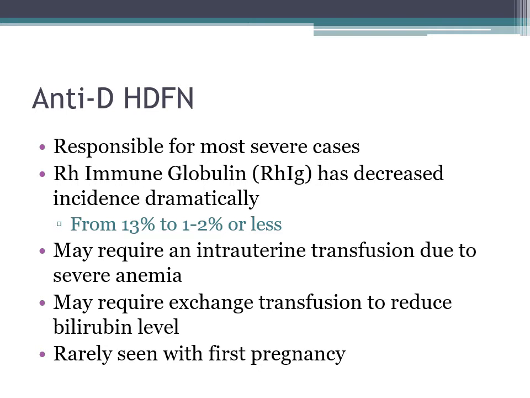For the HDFN caused by anti-D, as we went over in our RH system, this is going to be responsible for the most severe cases. RH immune globulin, though, has decreased this incidence dramatically, from 13% to 1 or 2% or even less. An intrauterine transfusion may be required due to the severe anemia. It may require an exchange transfusion to reduce the bilirubin levels. And this is rarely seen with that first pregnancy, basically due to the anamnestic response of having to form the antibody first, because anti-D is not naturally occurring. We need to have some sort of immune stimulation for it. So it would affect the second pregnancy or subsequent pregnancies.